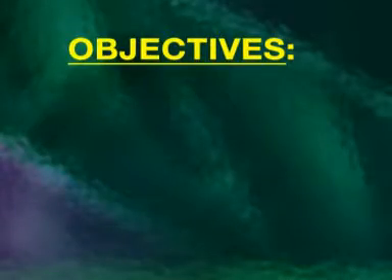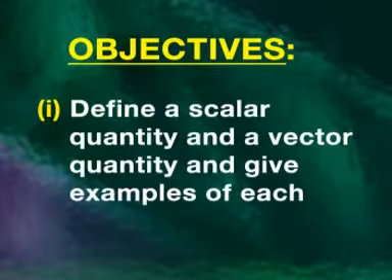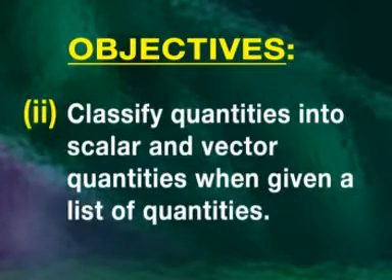In this lesson, we are going to look at these quantities that we deal with in physics in another way. Specifically, we are going to look at another mode of classifying quantities in physics. By the end of the lesson, you should be able to: 1. Define a scalar quantity and a vector quantity and give examples of each. 2. Classify quantities into scalar and vector quantities when given a list of quantities.